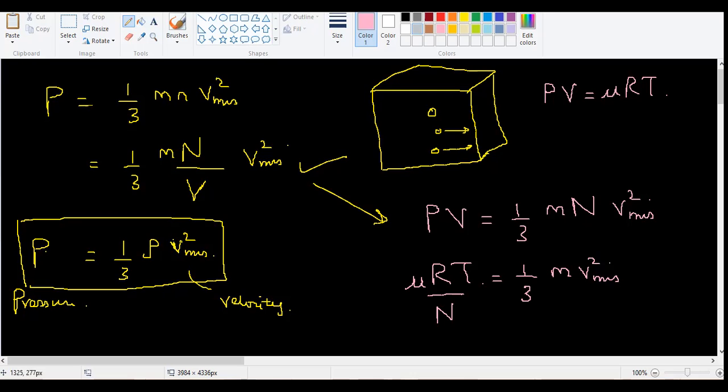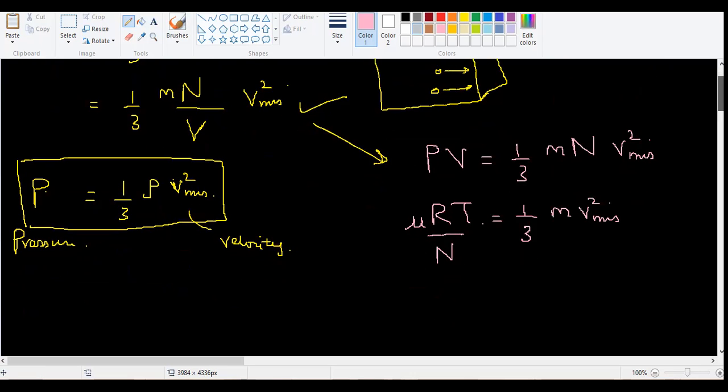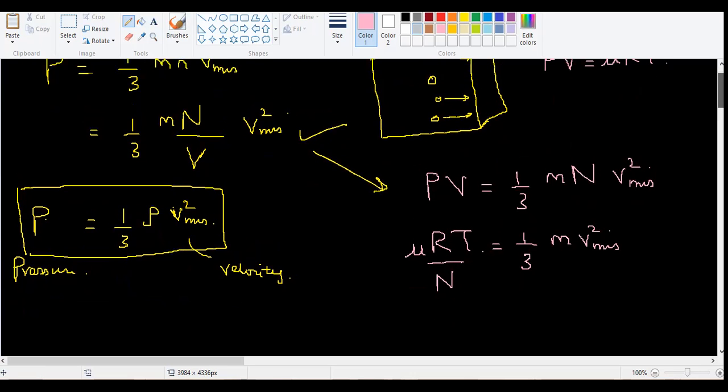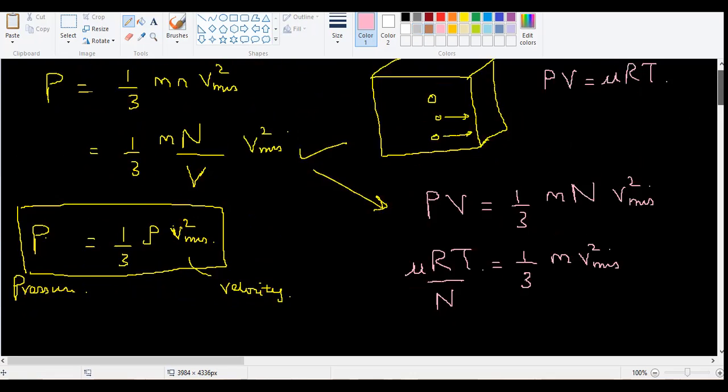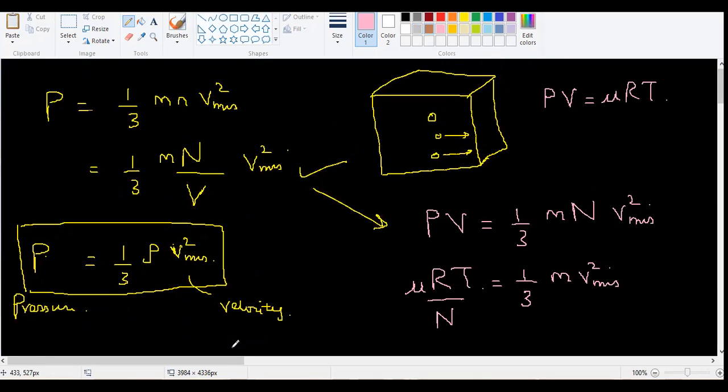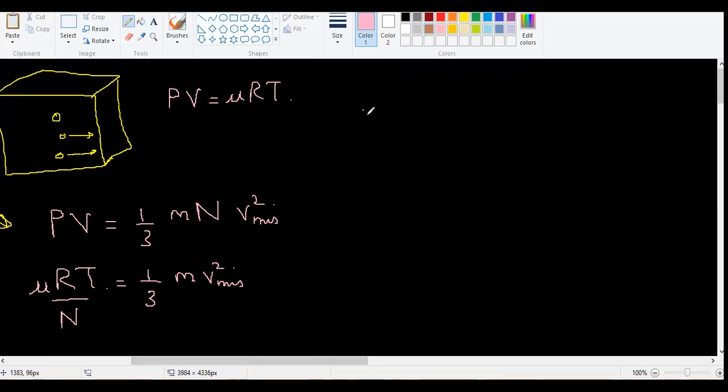Don't get confused by the term RMS, root mean square. Okay, so it's something like an average. You'll study this in your mathematics later, in probability and statistics. So root mean square: this is square root, this is mean, and then this is square. So what you do is you take any quantity and you square it, and then you find the average, and then you take the square root. That is what is called root mean square.